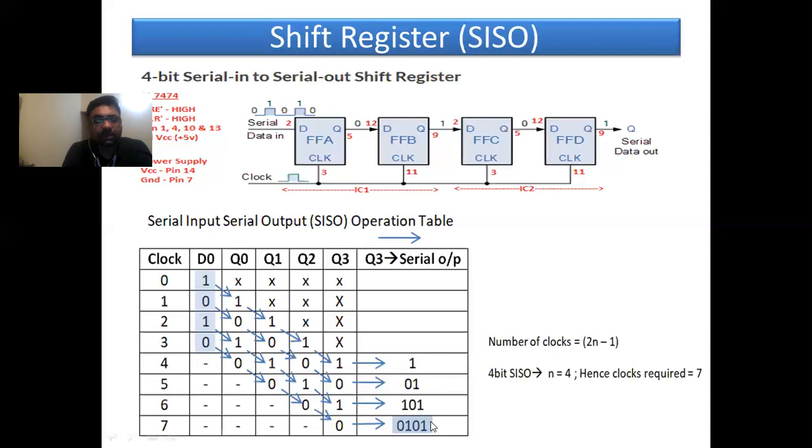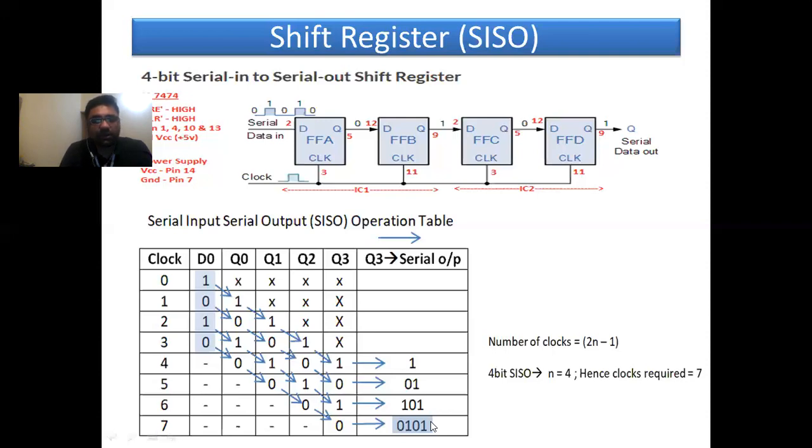For this, how many clocks are required for SISO? 2n minus 1 number of clocks. Here n is equal to 4 because it's a 4-bit shift register. So n equal to 4 means the number of clocks required for SISO is 2n minus 1. That means it will require 7 clocks in our case, because we have a 4-bit shift register.